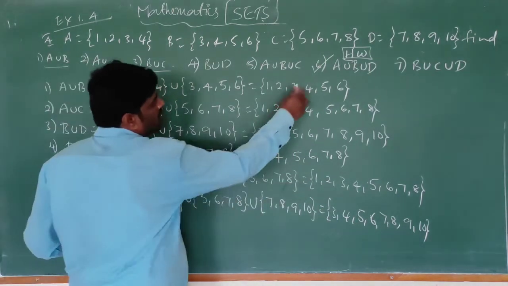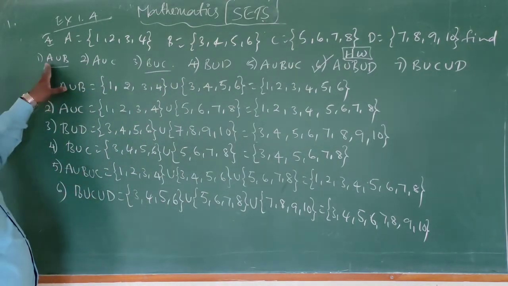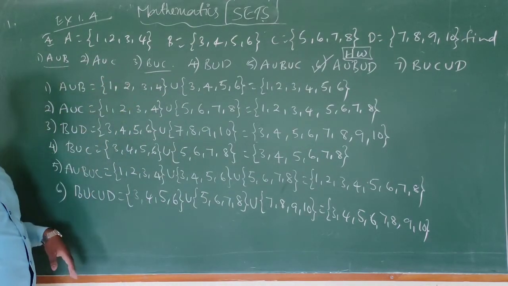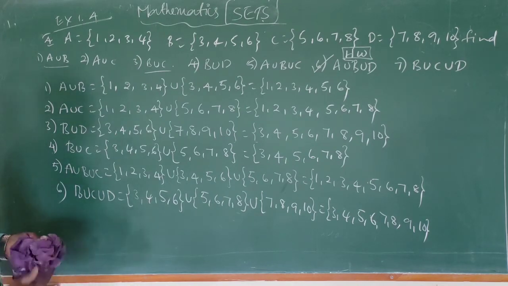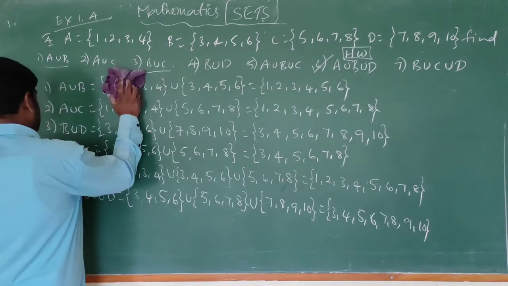And the sixth question you have to do yourself. So this is the finding of union of sets. Okay, union of sets. I think all of it is clear. Next question.